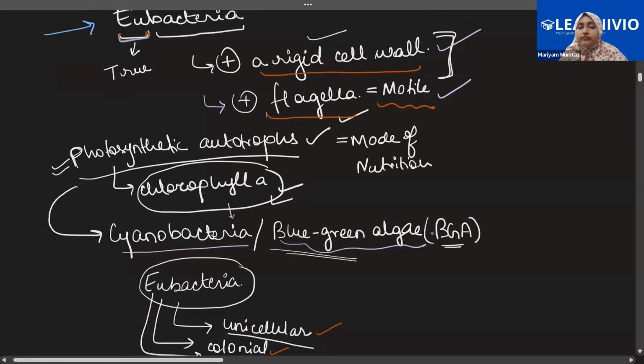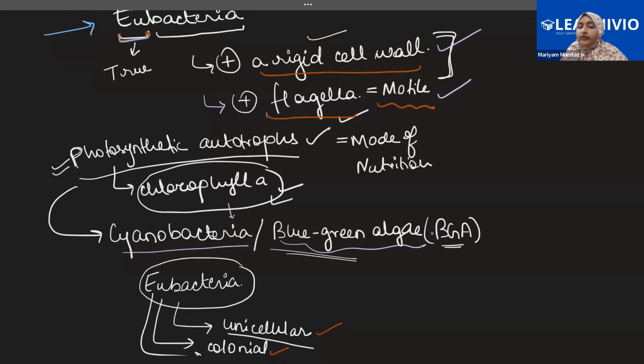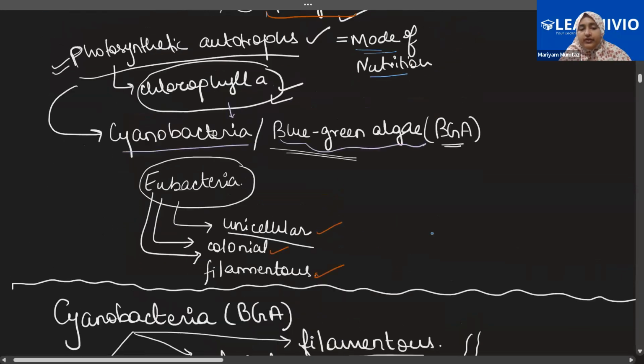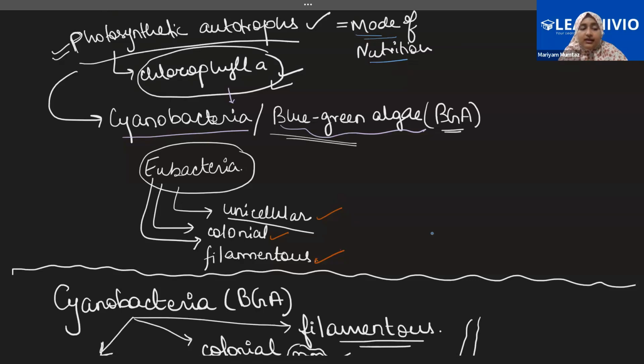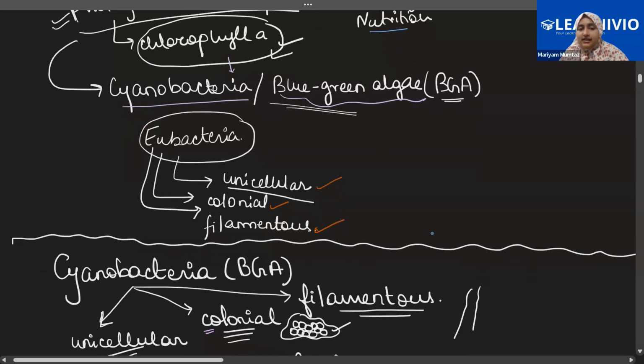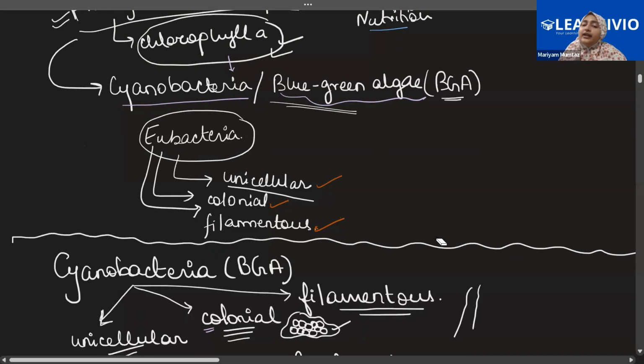Now, these are photosynthetic autotrophs, meaning the way they procure nutrition is through photosynthesis, because they have the pigment chlorophyll A present in them. Okay, so that is why they are autotrophic in nutrition. Is it clear? Now, all those organisms that come under the eubacteria that have chlorophyll A present in them are the cyanobacteria, or we can also call them the blue-green algae. Cyanobacteria or the blue-green algae.